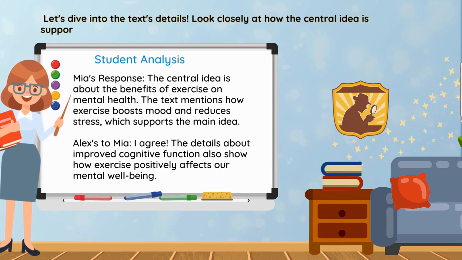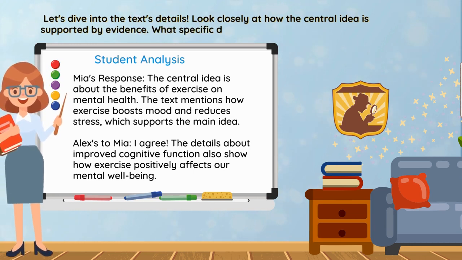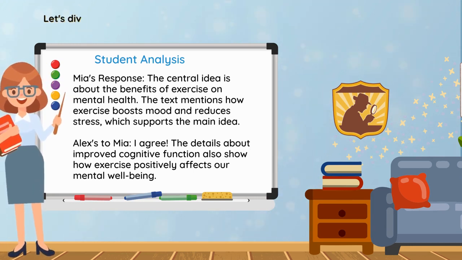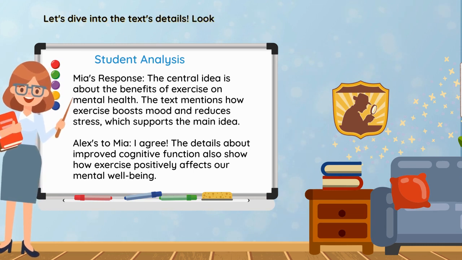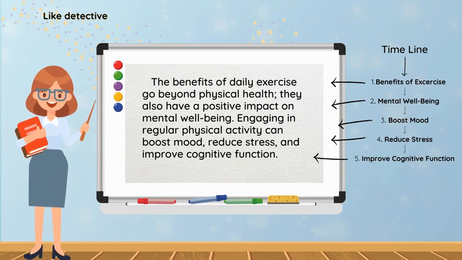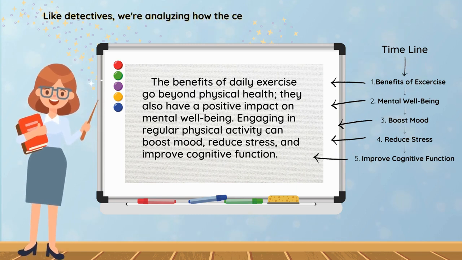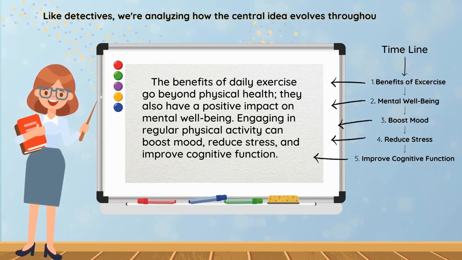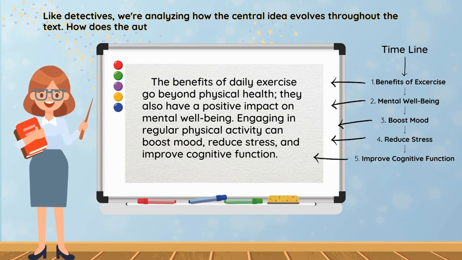And here's what Alex says to Mia. I agree. The details about improved cognitive function also show how exercise positively affects our mental well-being. Like detectives, we're analyzing how the central idea evolves throughout the text. Now, how does the author build upon it as we read?